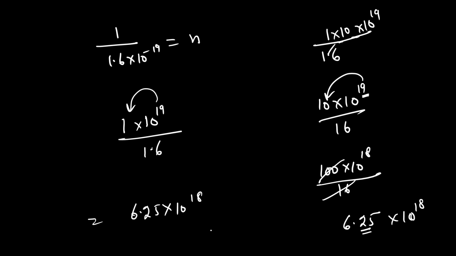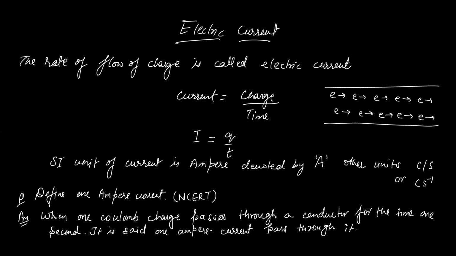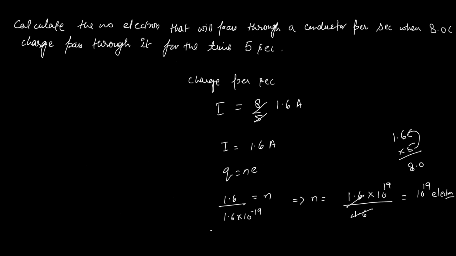Okay, sir, let's move further. Note this question. Calculate the number of electrons that will pass through a conductor per second when 8 coulomb charge passes through it for the time 5 seconds.